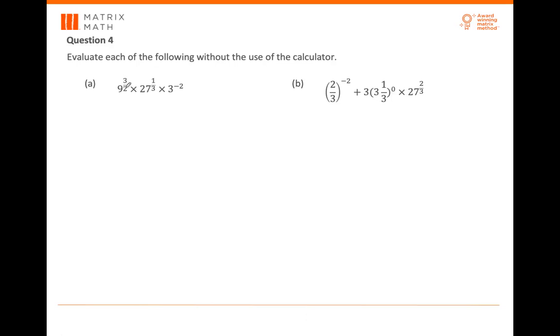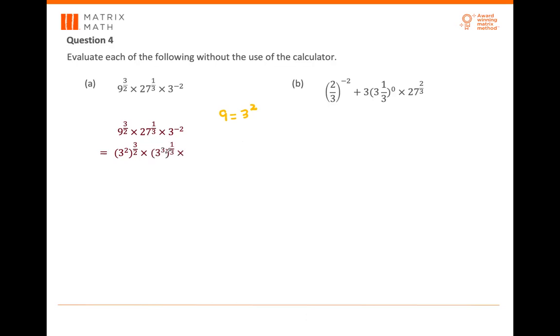9 to the power of 3 over 2 times 27 to the power of 1/3 times 3 to the power of negative 2. So I will always take note of the base: can I make them into the same? Like, can I reduce it to 3 so that when I have the same base, my powers just basically add. So for 9 to the power of 3 over 2, I change it to 3 to the power of 2 because 9 is made out of 3 to the power of 2. So 3 to the power of 2 times 3 over 2 times 27 to the power of 1/3.